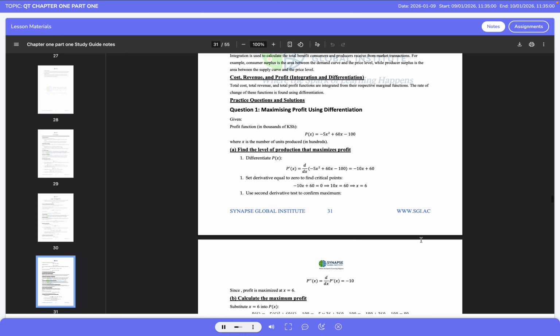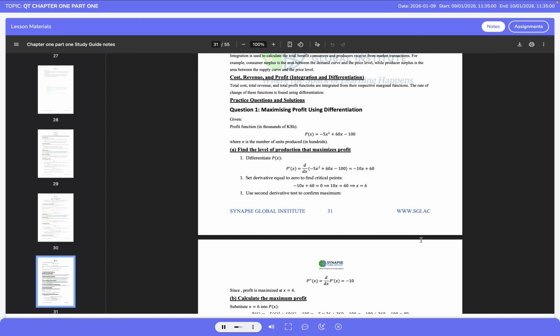In the first question, the profit function in thousands of shillings is given by P(x) equals negative 5x squared plus 60x minus 100, where x represents the number of units produced in hundreds. To find the level of production that maximizes profit, we differentiate the profit function to obtain negative 10x plus 60.